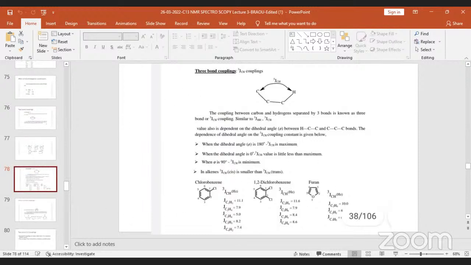So like that, carbon can undergo coupling with other heteronuclei also, mainly fluorine and P31, which is important. In case you have fluorine NMR also, I'll discuss what you get there. Okay.